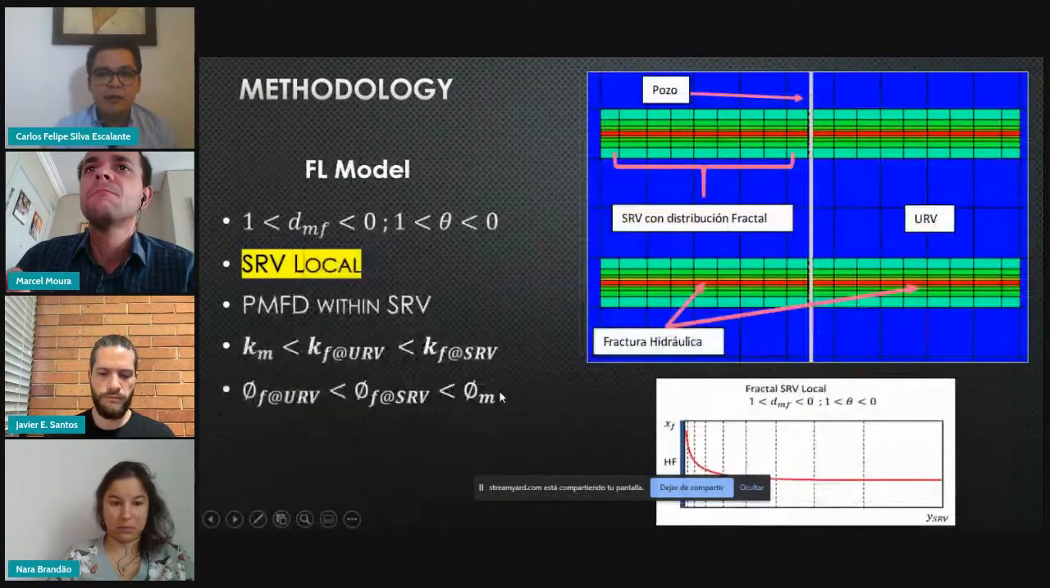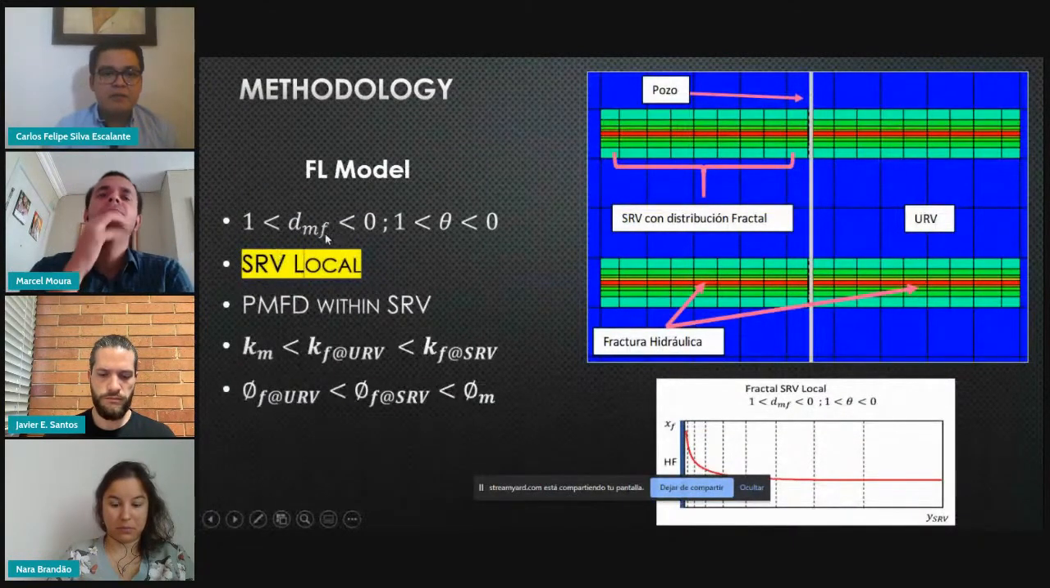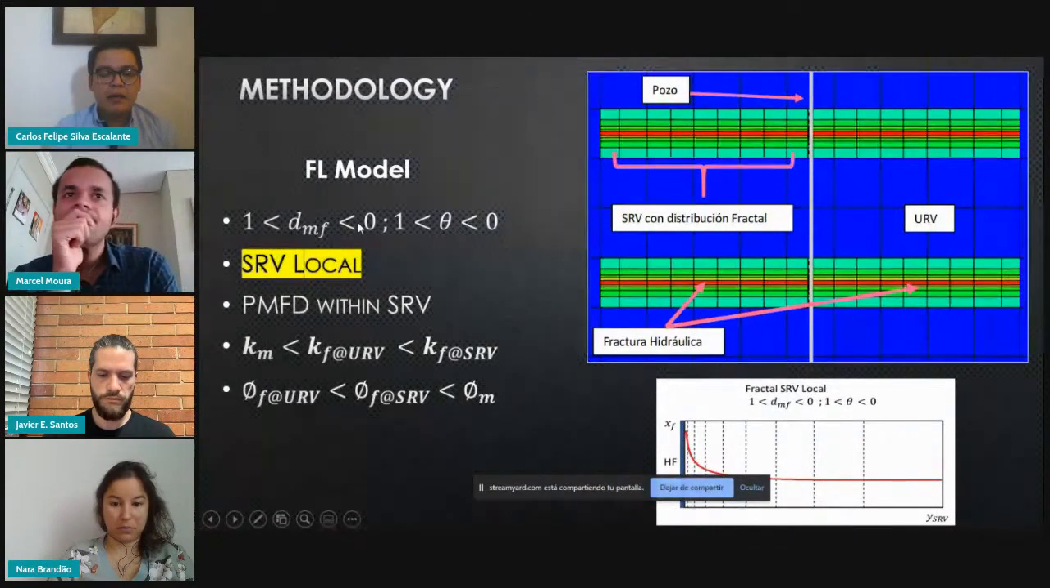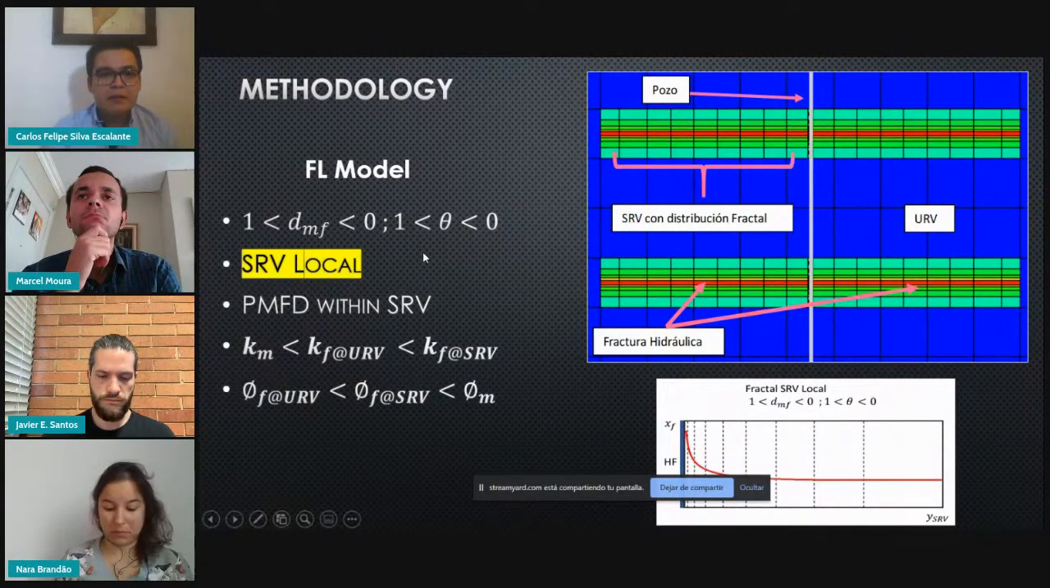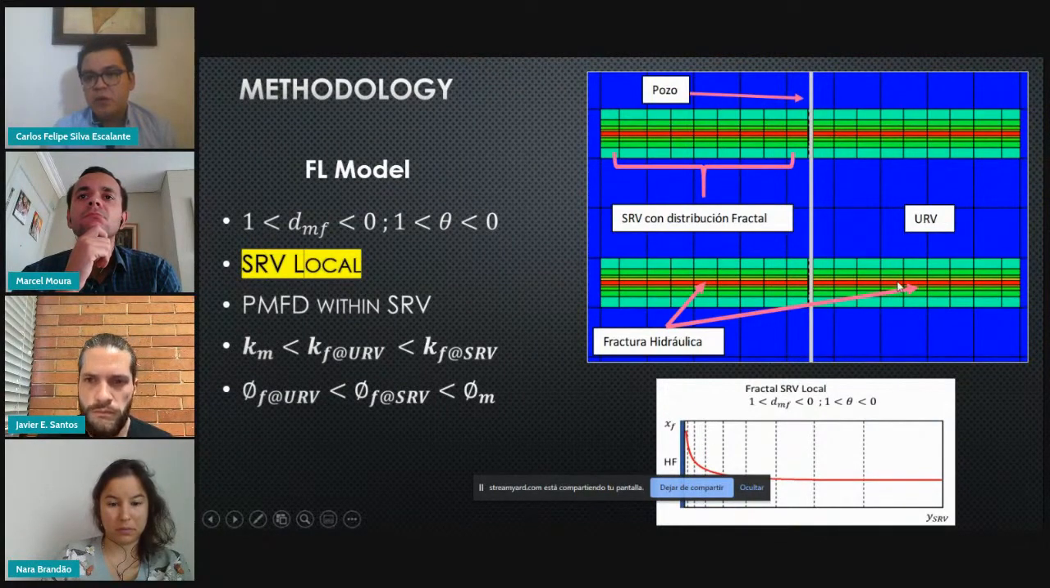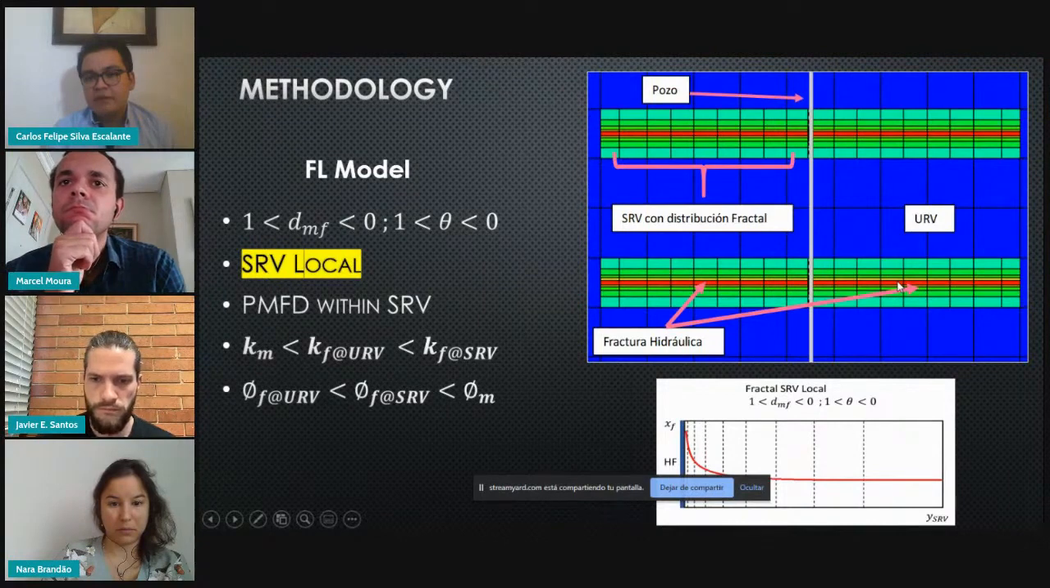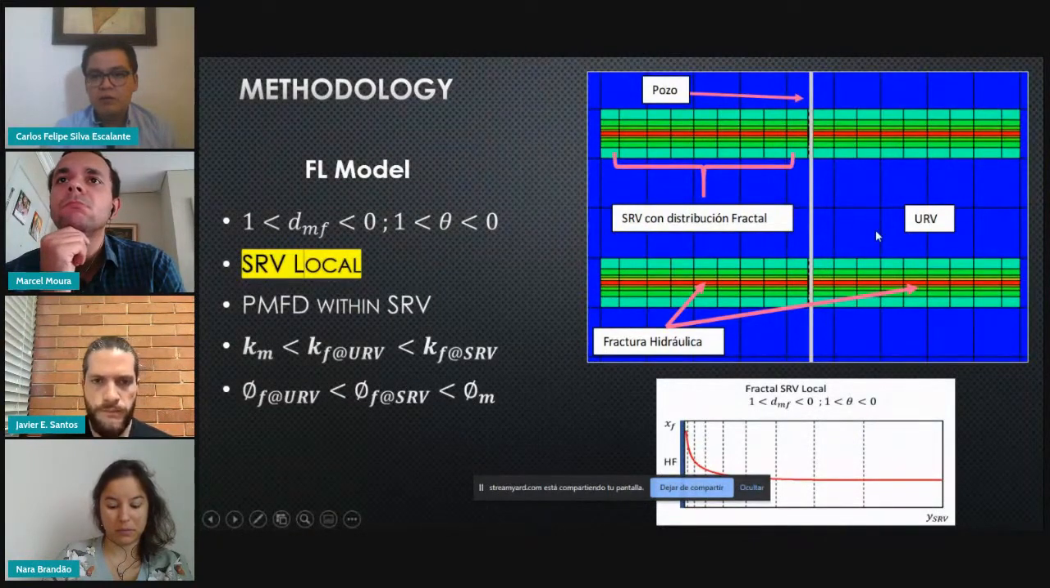The second model is fractal. The fractal dimension is between 1 and 0. Then theta is the same. The fractal is local over here, and we have this behavior. The red color indicates the maximum values, and the blue the minimum. Then we can observe how this behavior can be represented in this model over this model.